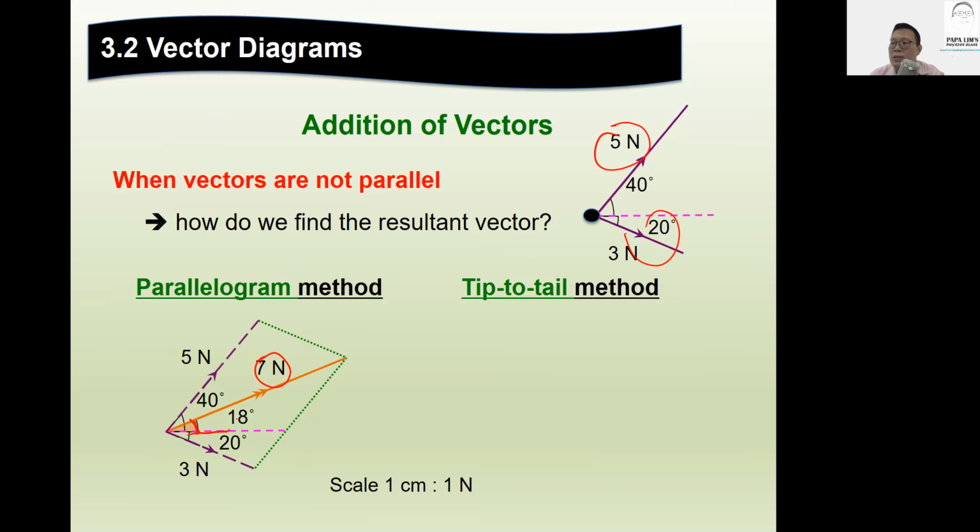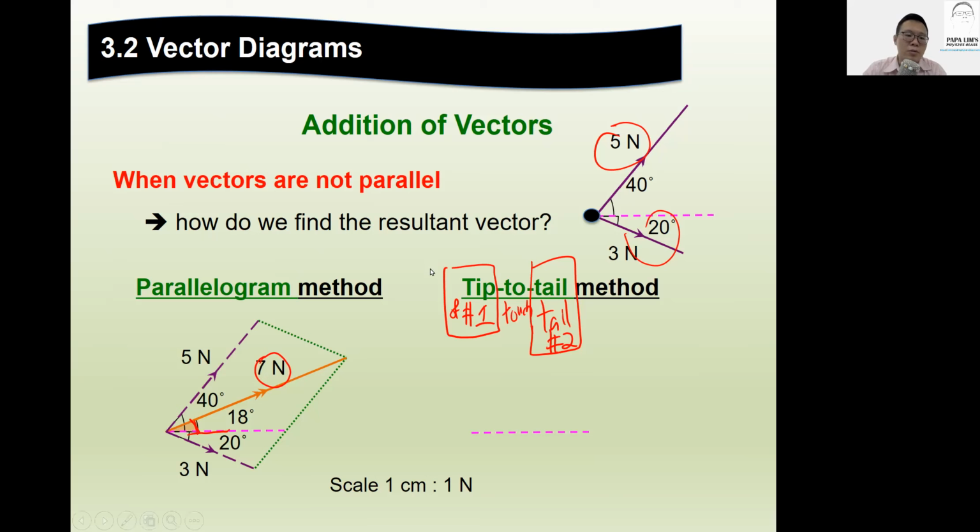And of course, this is not the only way. I can look at another method called tip to tail. Tip to tail, loosely speaking, is the tip of force 1, sometimes tip means the head, the tip of force 1 touches the tail of force 2. I would say just a touch. So the tip to tail method means the tip of the first force touches the tail of the second force.